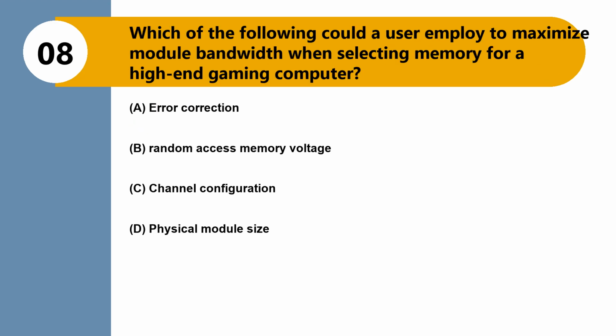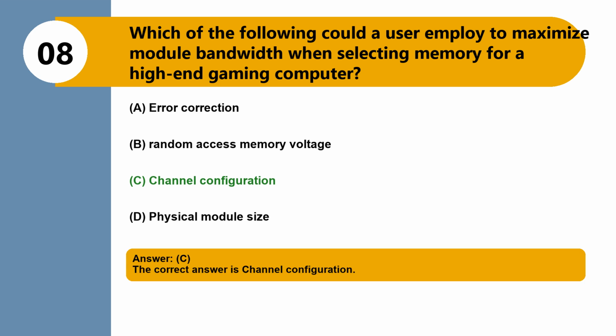Question 8. Which of the following could a user employ to maximize module bandwidth when selecting memory for a high-end gaming computer? Option A, error correction. Option B, random access memory voltage. Option C, channel configuration. Option D, physical module size. The correct answer is option C, channel configuration.